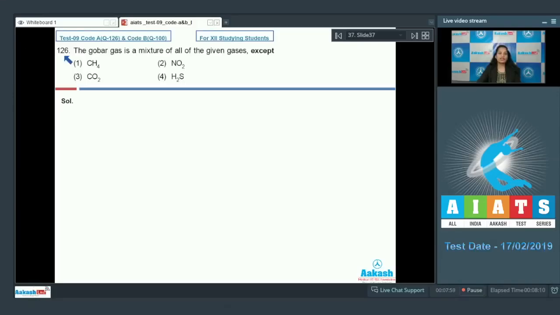Question number 126. The Gobar gas is a mixture of all of the given gases except. First option, methane. Second, nitrogen oxide. Third, carbon dioxide. Fourth, hydrogen sulfide.